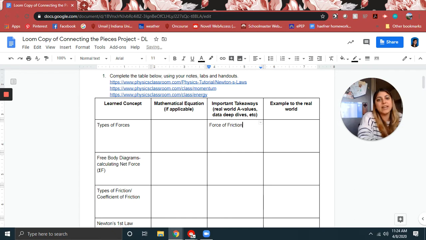And maybe I don't write down force of friction every time because that's pretty redundant. But we know that there's friction. We know there's applied. We know that there is normal force. We also know there's the force of gravity, right? And so I would go ahead and start filling out the different types of forces. Maybe I do put the symbol to show my mastery of the content.